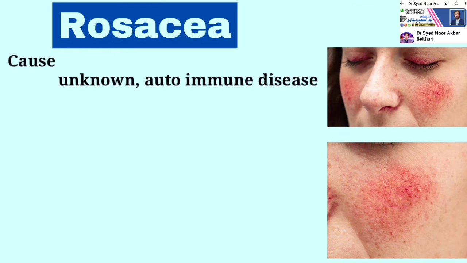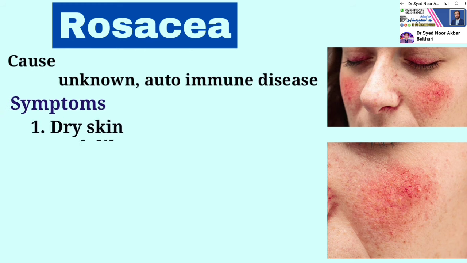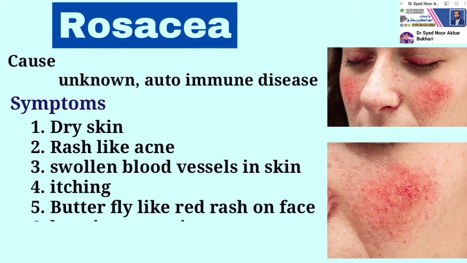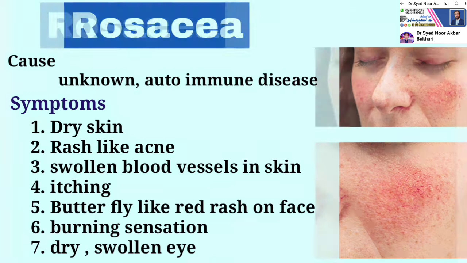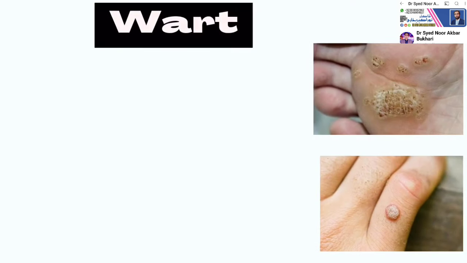Other skin disease is rosacea. These are red, telangiectatic lesions forming over the face. They are butterfly-like lesions present over the cheeks, over the forehead, even on the nose, and all over the face. There will be a dry, itchy rash over the face, and telangiectatic vessels, dilated blood vessels, present over the face when the patient has rosacea.